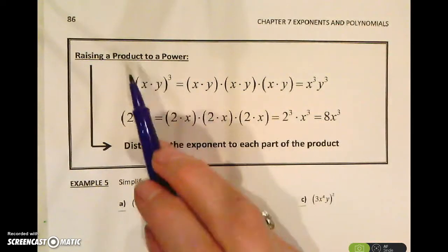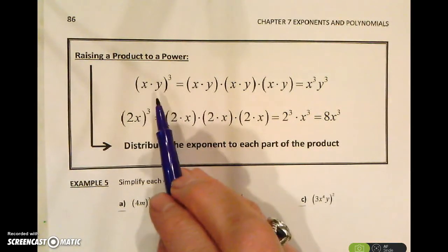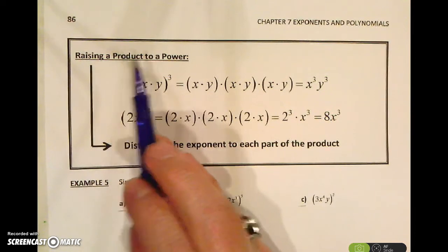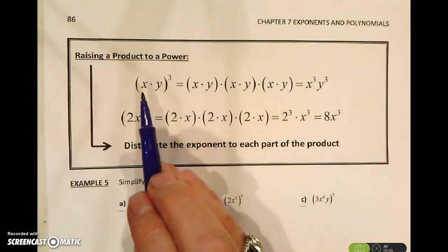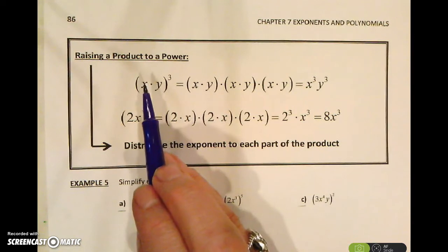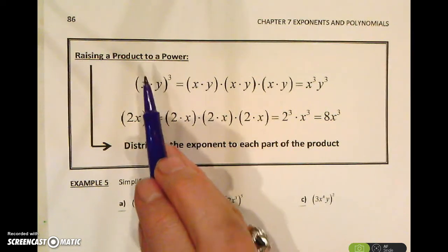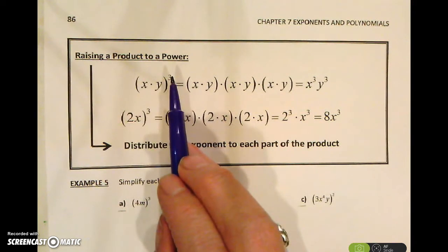So here's our last multiplication rule that we're going to look at. We're going to be raising a product to a power. So here, when we look inside of our parentheses, we have x times y. So we're going to take the parentheses, raise it to the third power.